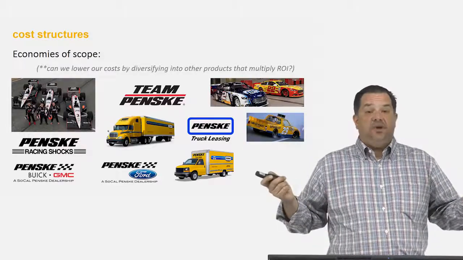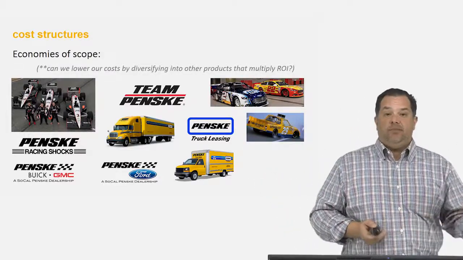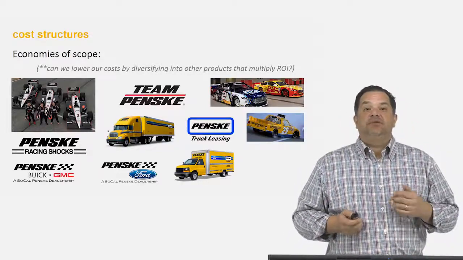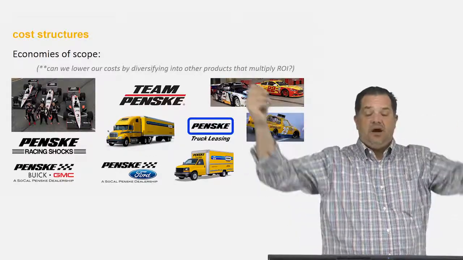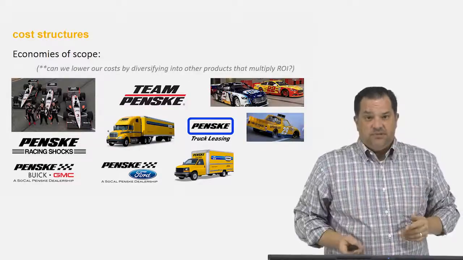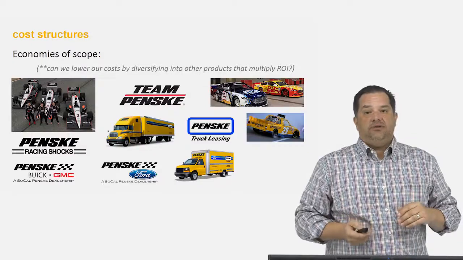And they have an automotive group where they're actually selling cars. We can go to a car dealership owned by Penske and buy a Buick, a GMC, or a Ford. So the economies of scope help us diversify things beyond just our narrow value proposition that can help us sustain the company even when there are downturns.